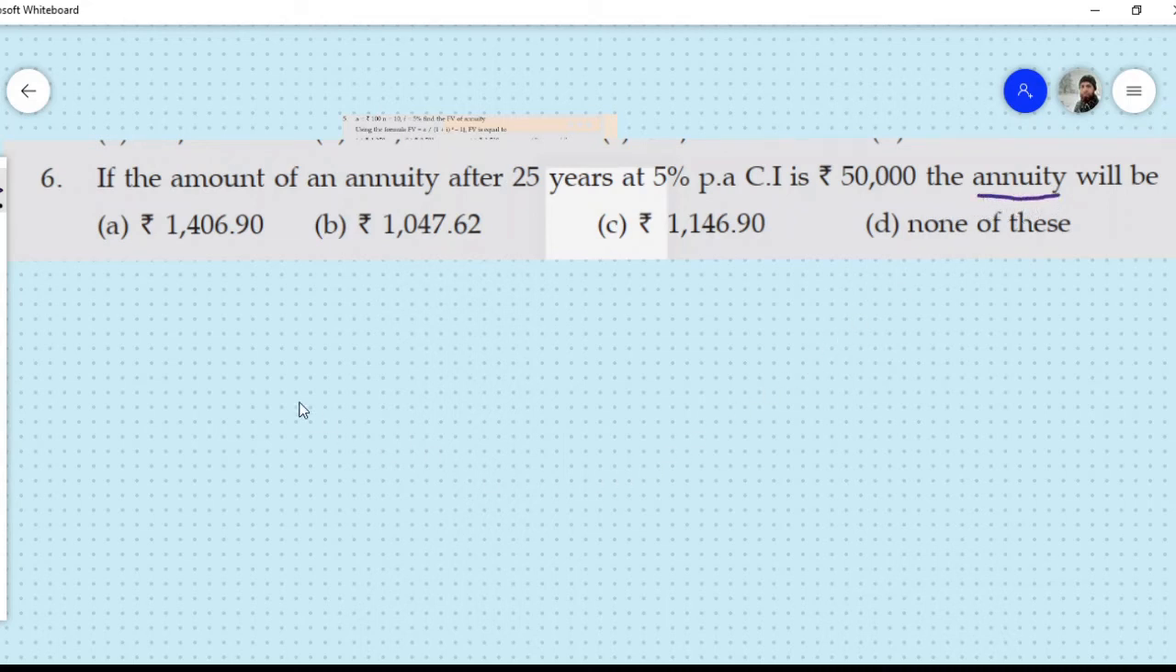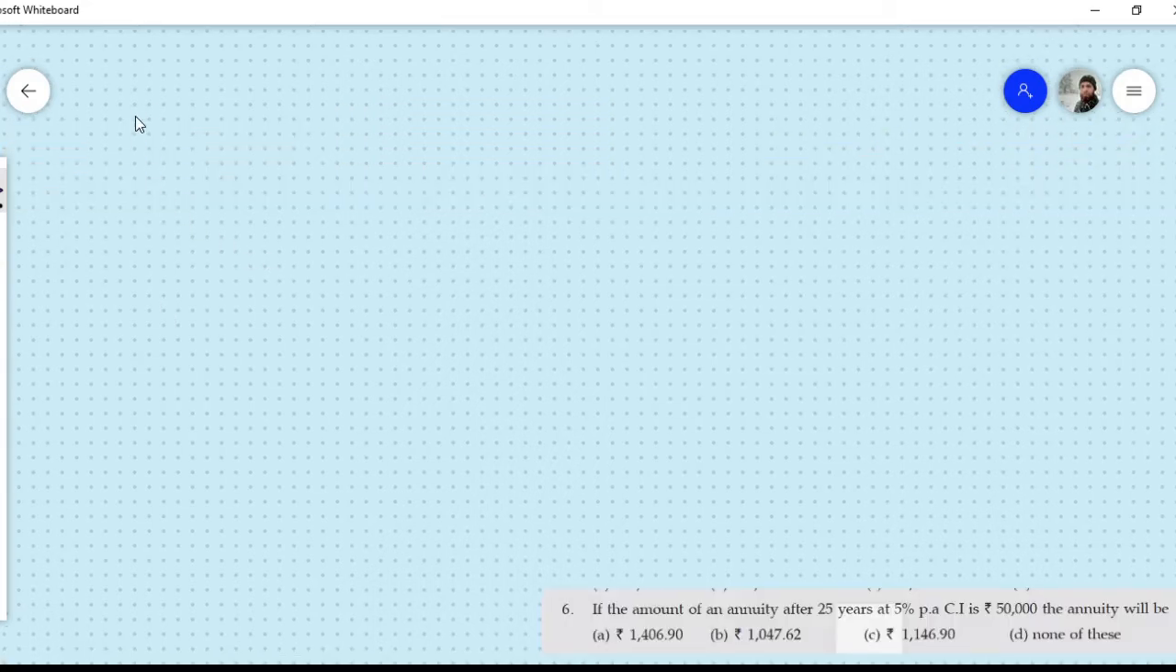So let us start the question. We are given future value, that is V is equal to rupees 50,000, I that is 0.05, and the time period N is 25. So let us begin our question. An important thing is what type of annuity is being discussed here. Let us repeat the question. Annuity after 25 years at 5% per annum compound interest is rupees 50,000, the annuity will be. Here it is directly talking about the ordinary annuity.